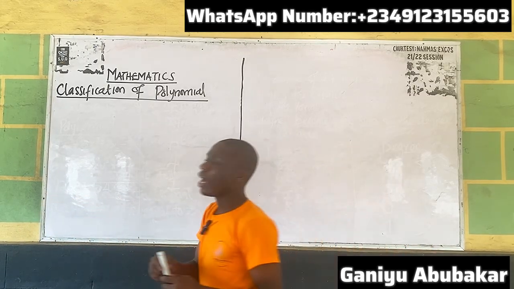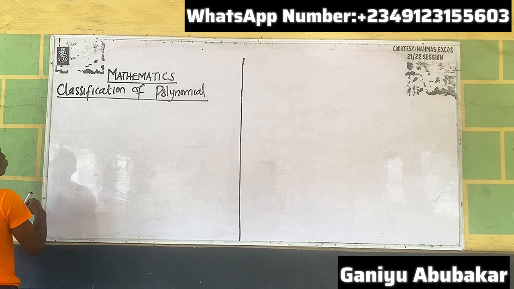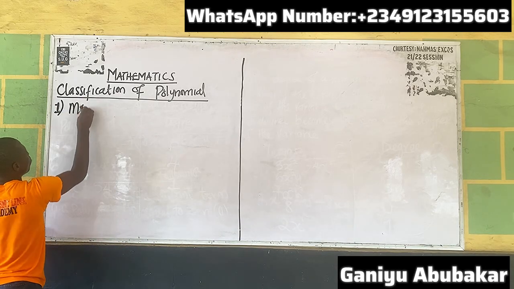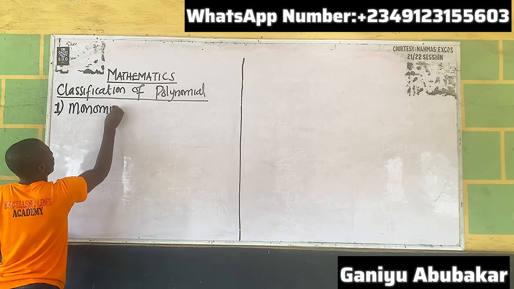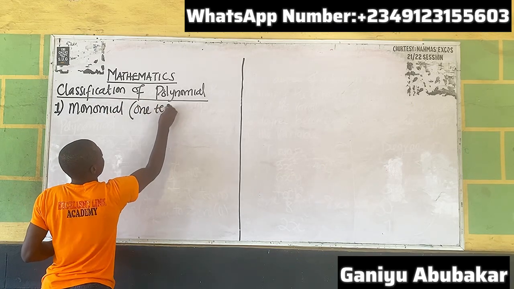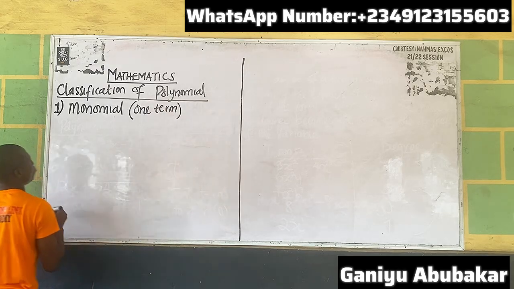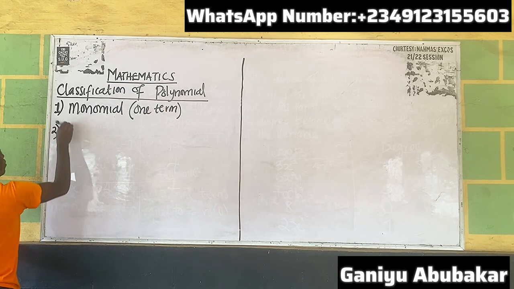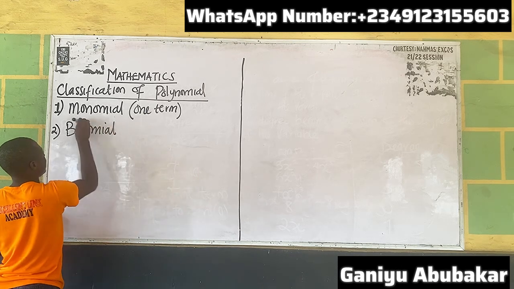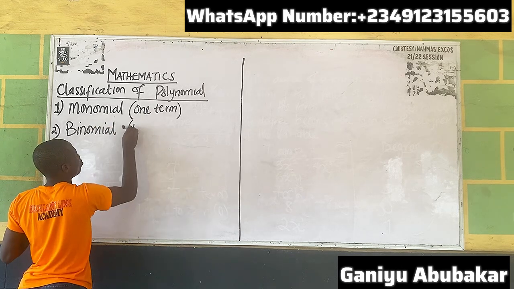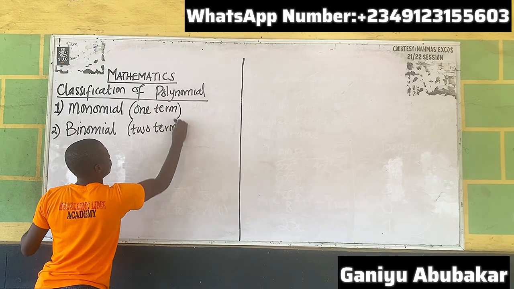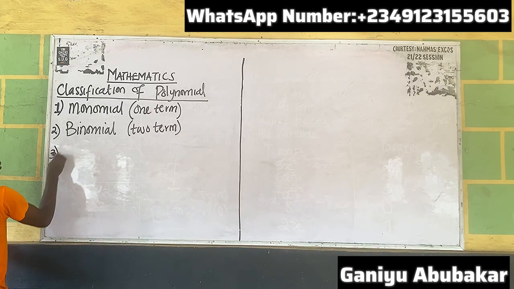Number one, there we have the monomial. Number one is called monomial, which means just one term. If you have one term, that's monomial. Number two is called binomial. Binomial. That's when you have two terms. Number three is called the trinomial.